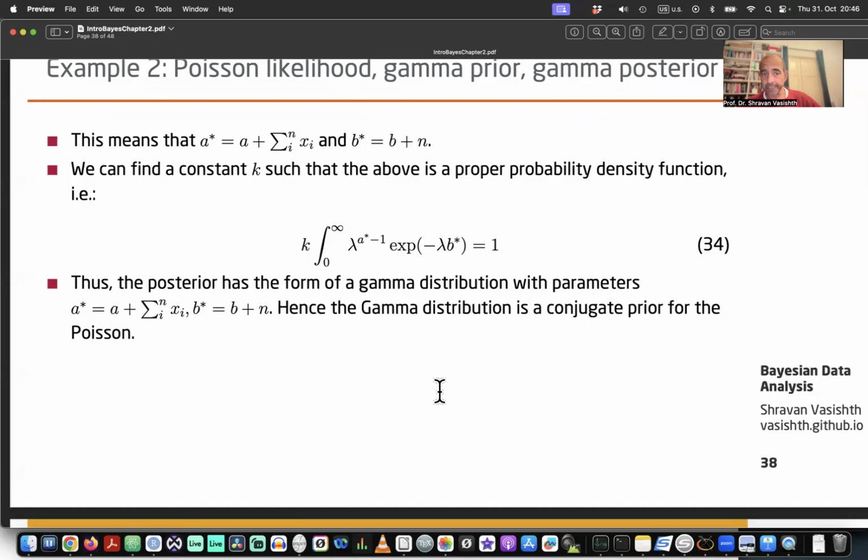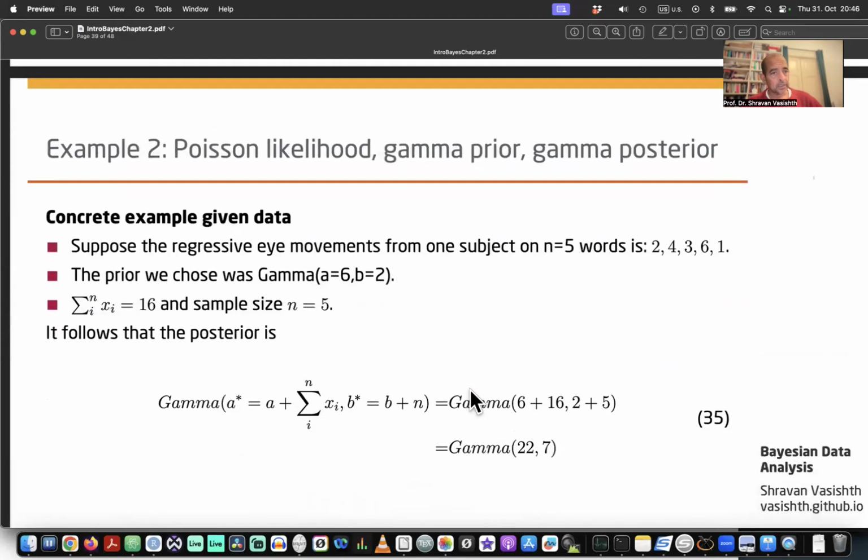This is the conjugate case because we have a gamma prior and a gamma posterior, right? Just like we had a beta prior and a beta posterior for the binomial case. For the Poisson case, if we use a gamma prior, and that's why the gamma is so convenient, we can get a gamma posterior, okay?